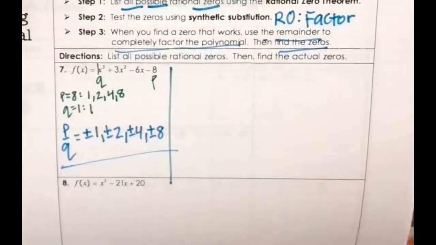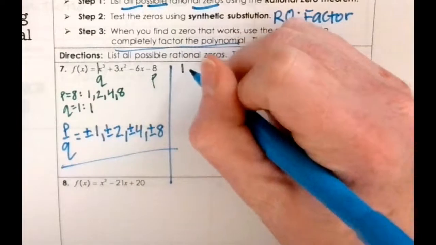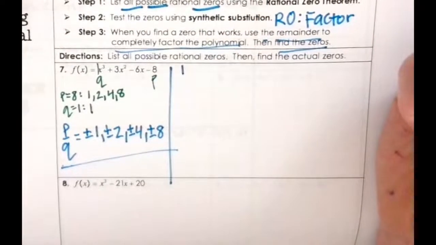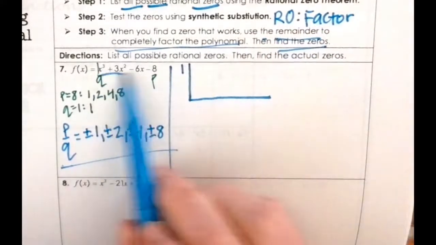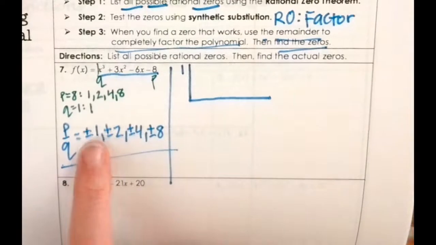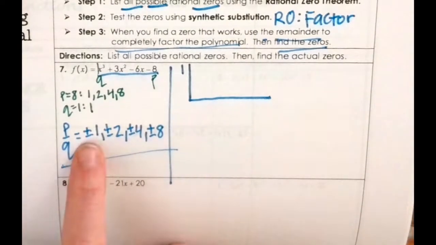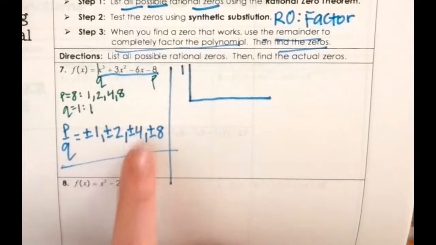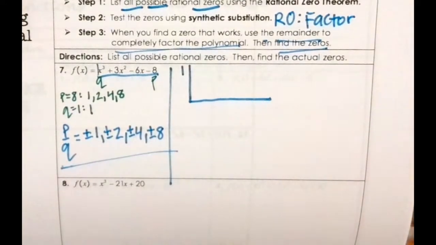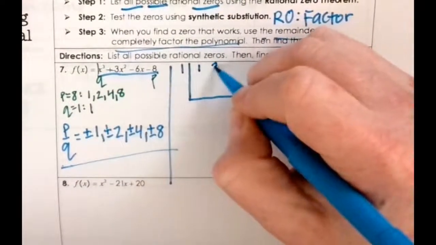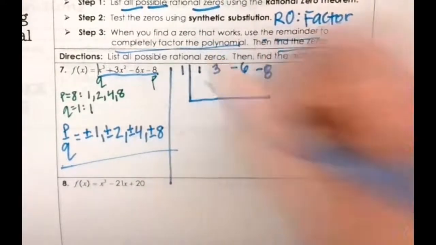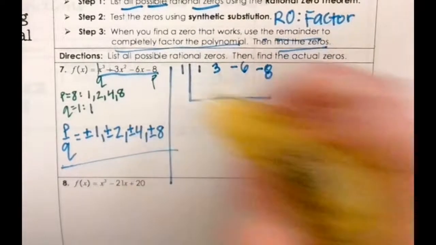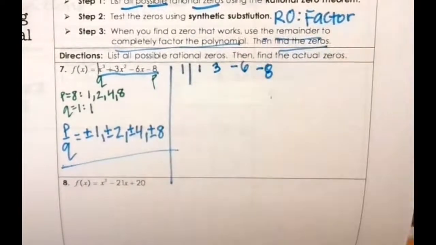So my possibilities are 1 and then -1. Let's go ahead and synthetically divide 1 and see what happens. So I'm going to synthetically divide this polynomial here. And I start with 1. If it's not 1, I'm going to try -1. If it's not that, I'm going to try 2, then -2, then 4, then -4. So, it takes a bit. Okay? So, my coefficients here are 1, 3, -6, and -8. Let's synthetically divide. I'm going to need some more room. These take a bit.